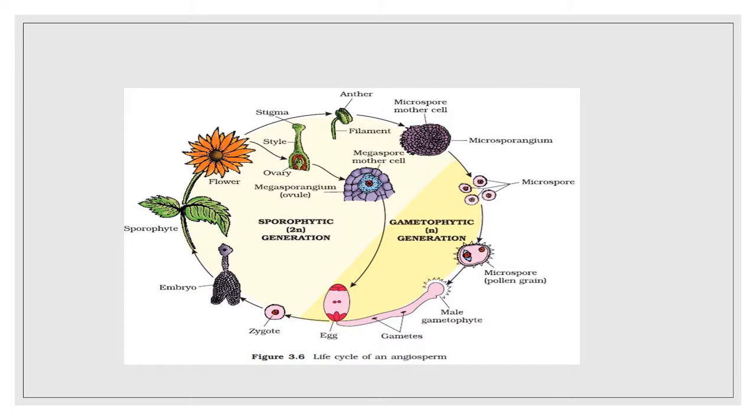This is the life cycle of an angiosperm, where the stigma, style, and ovary make up the gynoecium, and the androecium has anthers where the pollen sacs and pollen, the microspores, are formed. The megaspore mother cell leads to the formation of the megaspore, that is the female gamete, which is going to lead to the formation of the zygote. Cell differentiation will occur, which will lead to the formation of the embryo, and the embryo into the diploid sporophytic body.